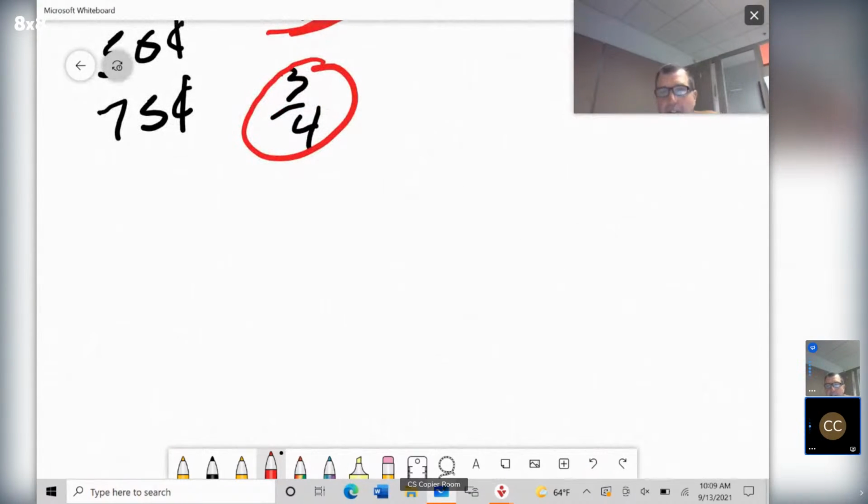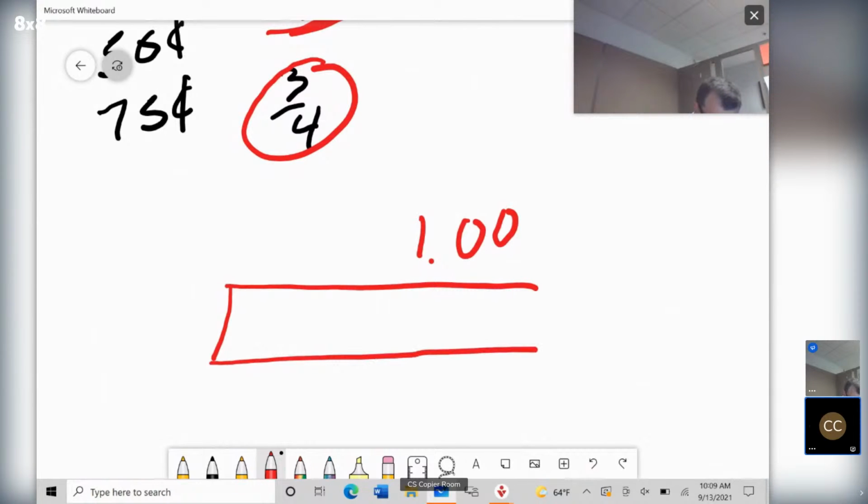And another thing I want to show you, if we're using money, say we start with $1 again, and we're going to use a square this time. This whole red thing is going to represent $1. And what we're going to use now is a dime, so 10 cents. And what we're going to do is break this into 10 parts.